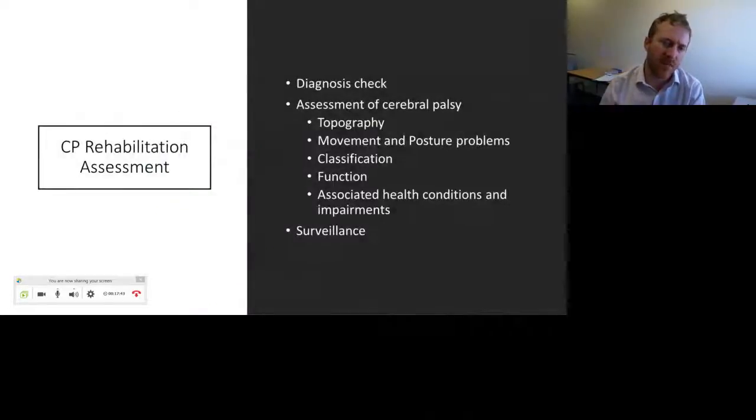So onto the CP rehabilitation assessment. The first part of that, really, when a child comes to see me in clinic, is some review of how they've obtained the diagnosis, bearing in mind this is often a clinical diagnosis, and some degree of surveillance for common comorbidities and health conditions. So onto the diagnosis check.